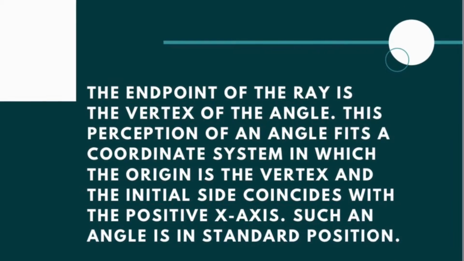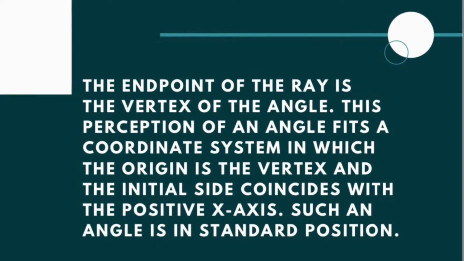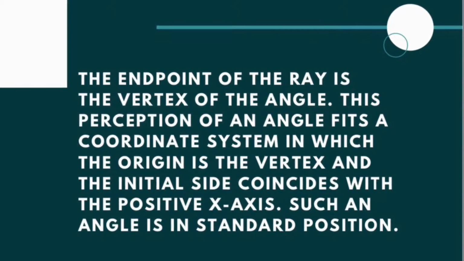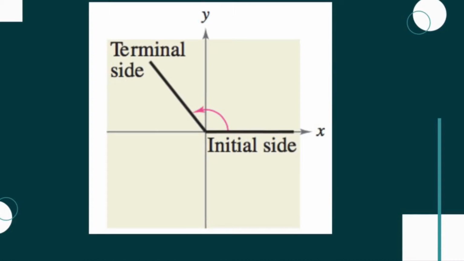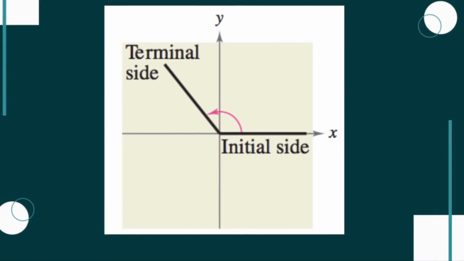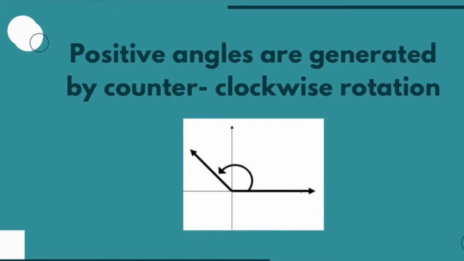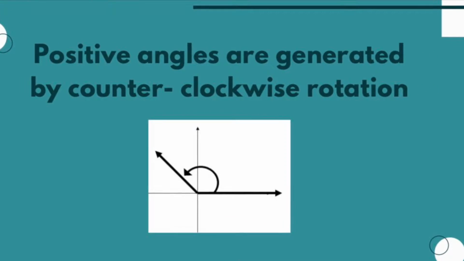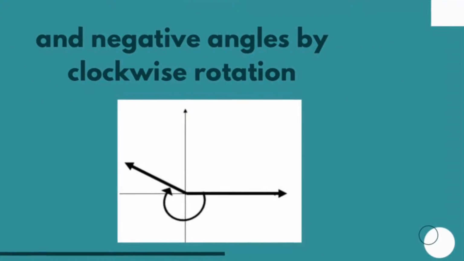The endpoint of the ray is the vertex of the angle. This perception of an angle fits a coordinate system in which the origin is the vertex and the initial side coincides with the positive x-axis. Such an angle is in standard position, as you can see in this image. Positive angles are generated by counterclockwise rotations, and negative angles by clockwise rotations.